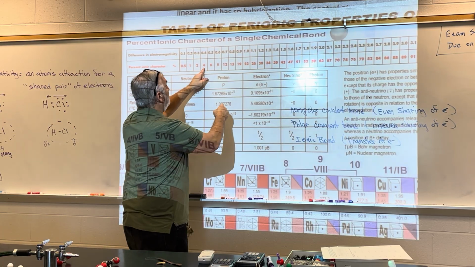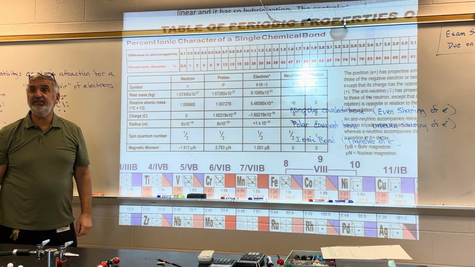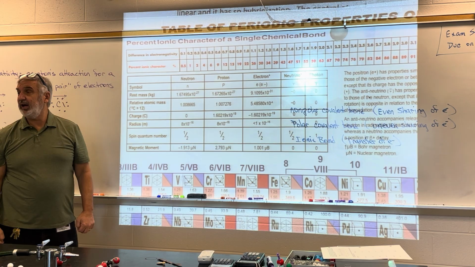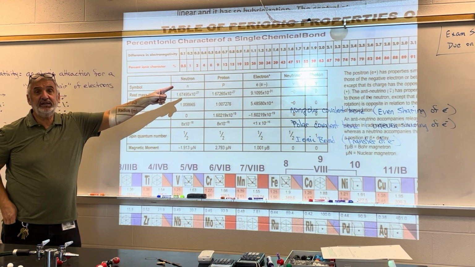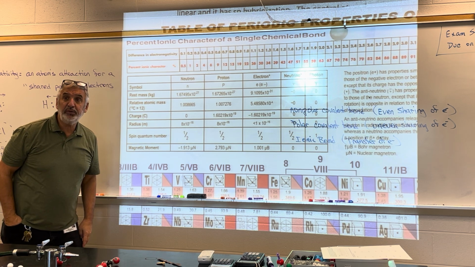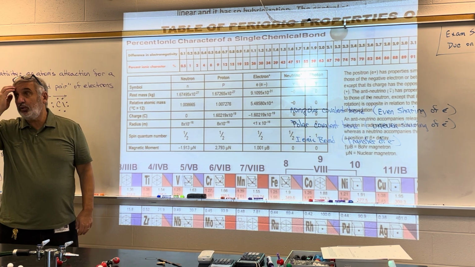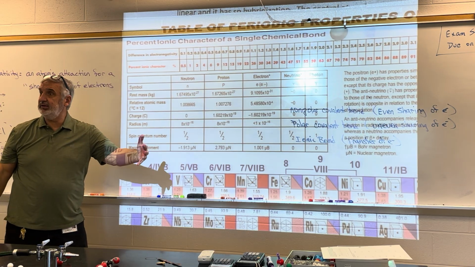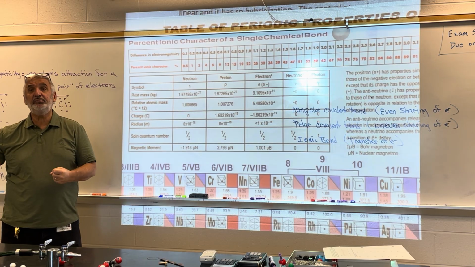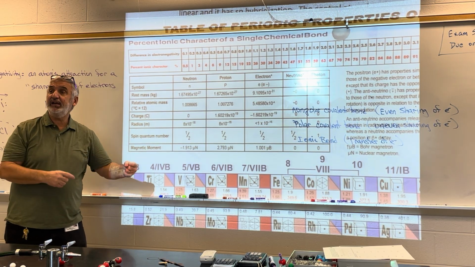If we're between 0.4 and 1.7, what happens at 1.7? If the difference in electronegativity is greater than 1.7, what happens to my ionic character? What is it at 1.7? 51%. Meaning now it's more ionic in nature than it is covalent in nature. So we say if the difference in electronegativity is greater than 1.7, then it's going to be an ionic type bond, not a covalent bond.